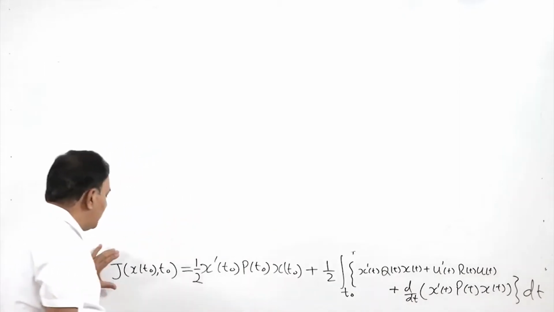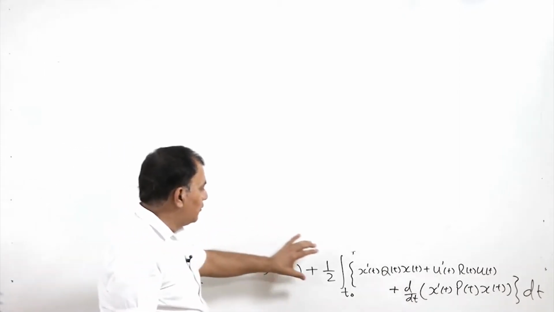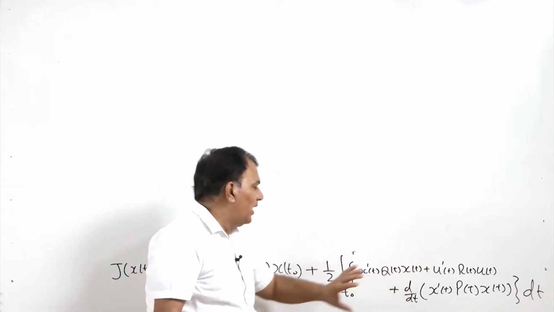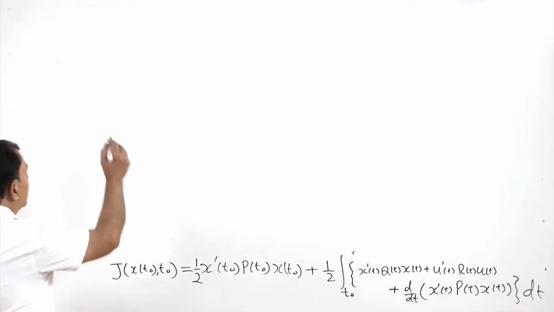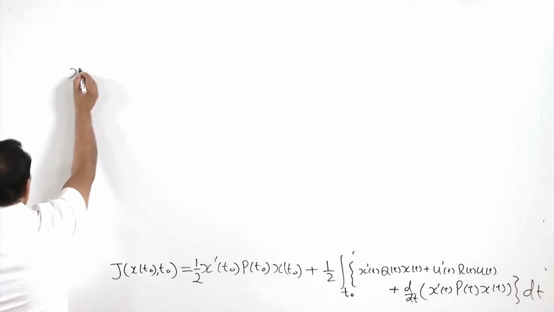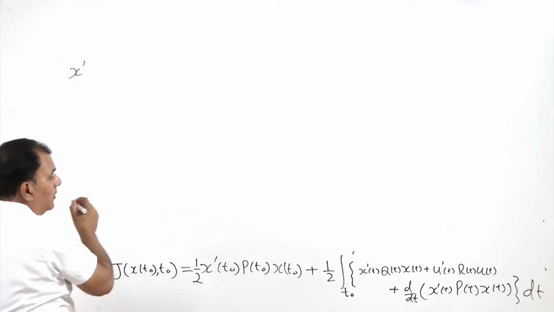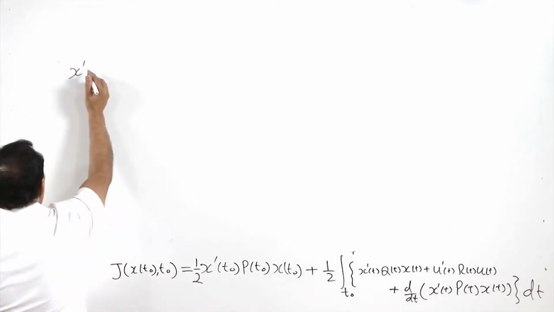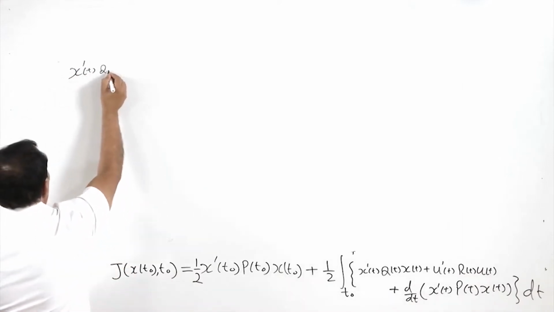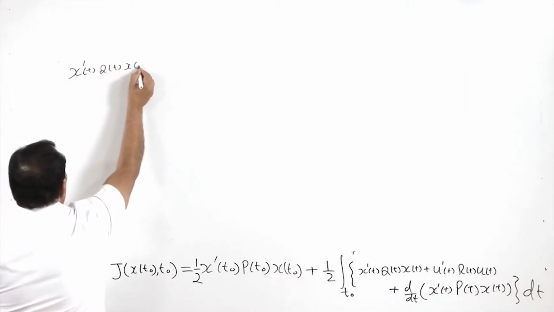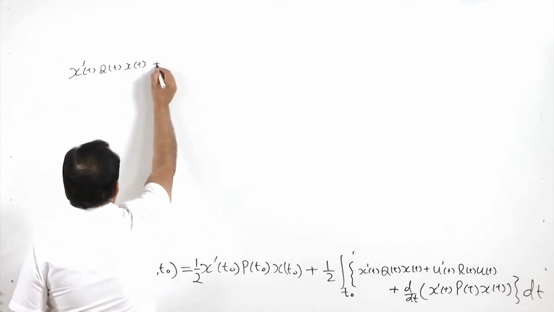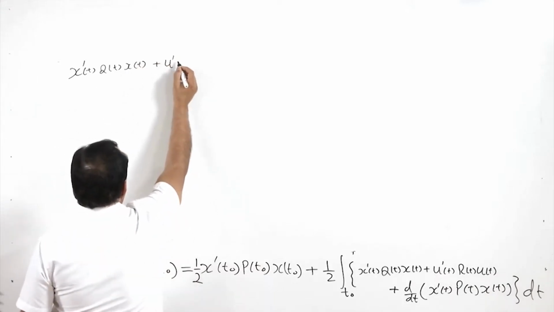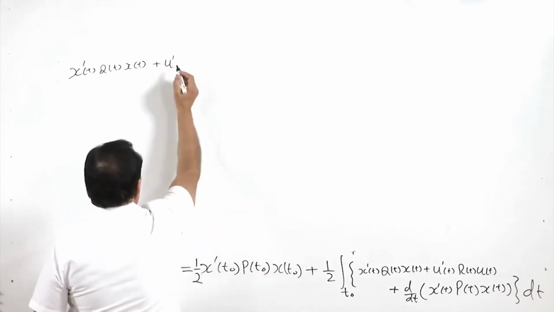Now to determine the value of J, we have to evaluate what we will have in this integral. So we will separate out the term of the integral. Let's first see what is the value of x transpose Q(t) x(t) plus u transpose R u.